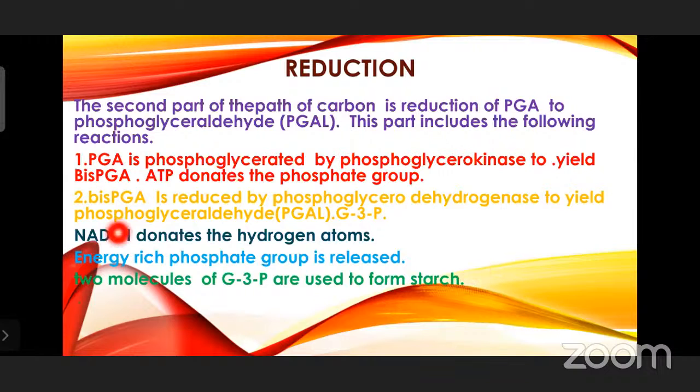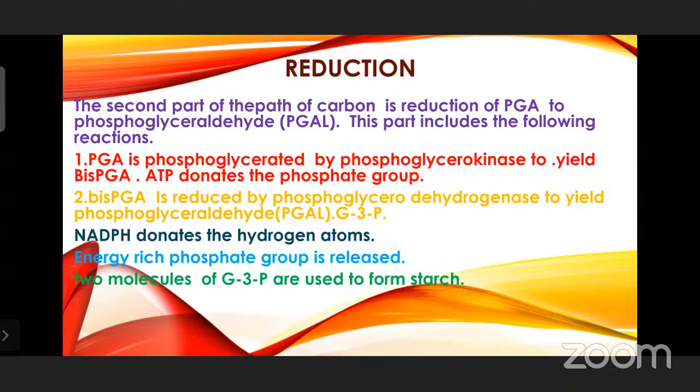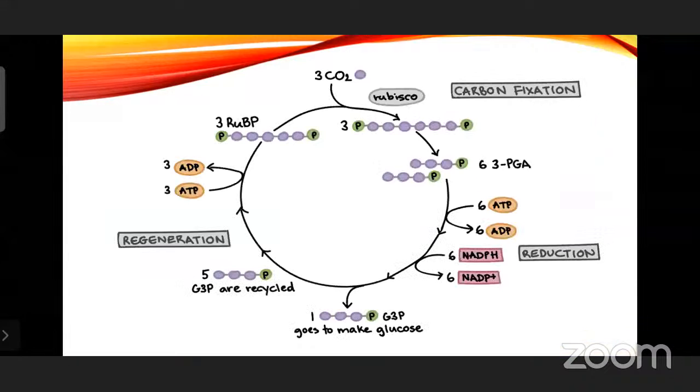Okay. So from these 12 molecules of glyceraldehyde 3-phosphate, 2 molecules will be utilized for starch formation, for glucose formation, and 10 molecules will be utilized for RuBP regeneration. So here, once again, have a look at the cycle.